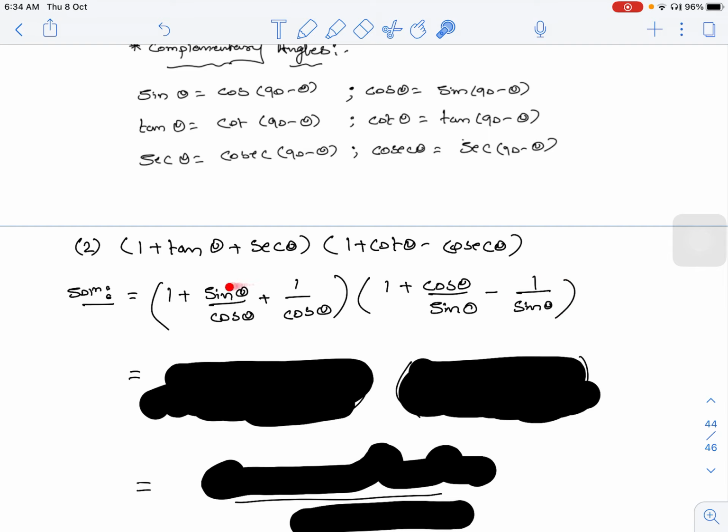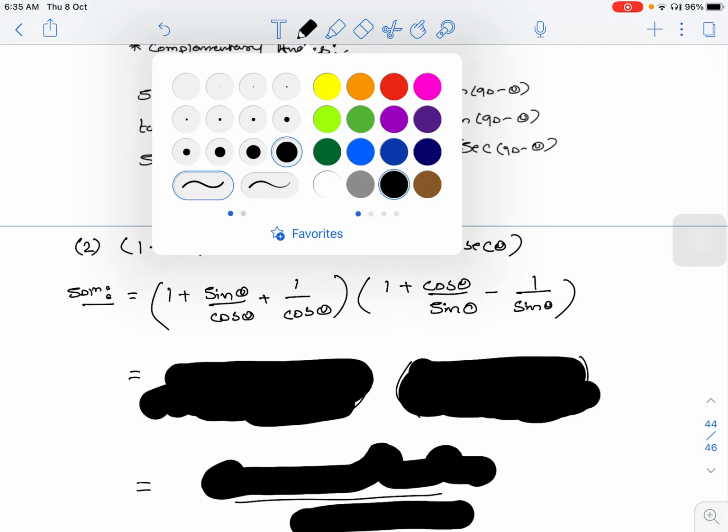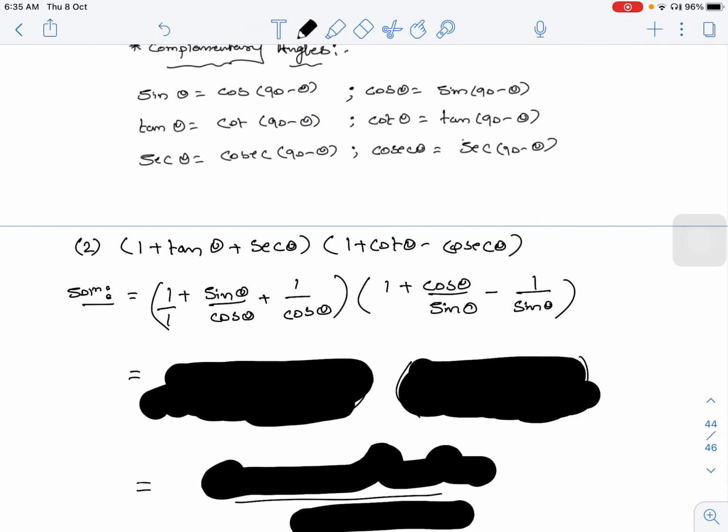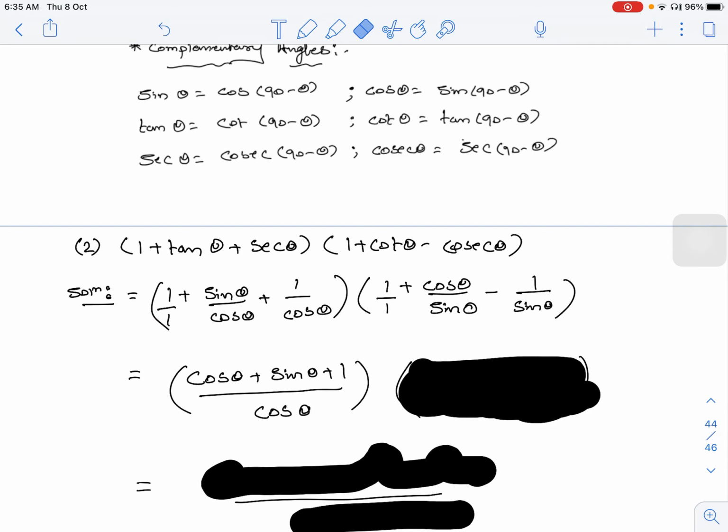Now what will be our next step? We will take the LCM. Where 1 has no denominator, what will the denominator be? The denominator will be 1. So 1 upon 1, here also 1 upon 1. Now if you want to take the LCM, what do we have to do? We have to make the denominator the same. Here it is cos theta, here it is cos theta. So here also we will multiply the denominator and numerator by cos theta, so that we get the same denominator. When you multiply it, you get cos theta into 1, that will be cos theta, plus sin theta plus 1.